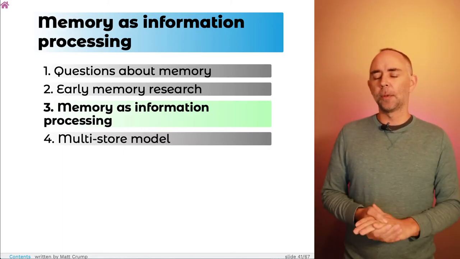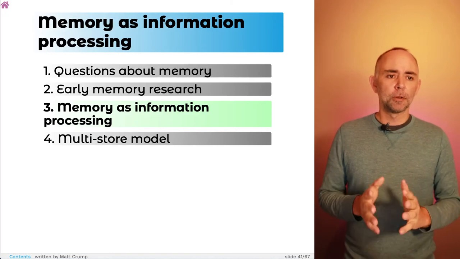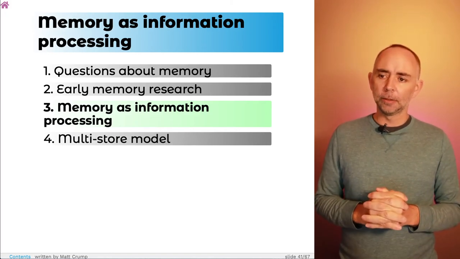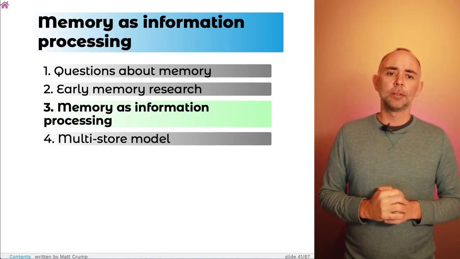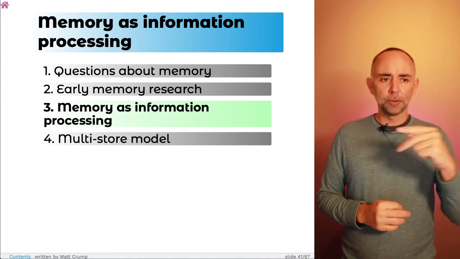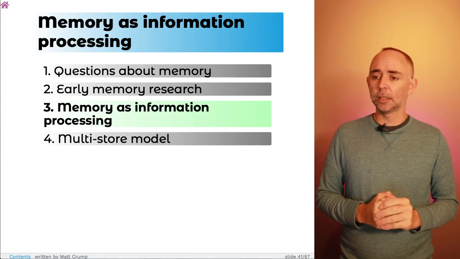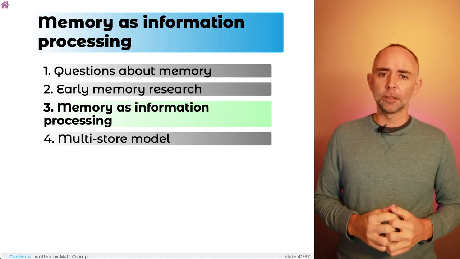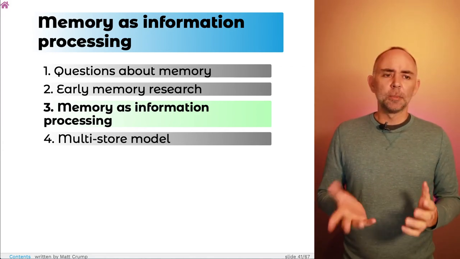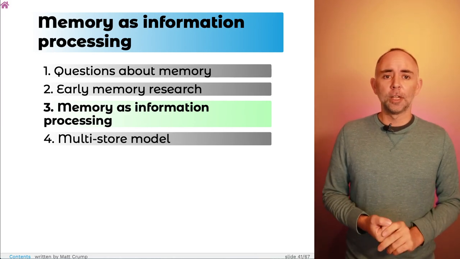And come back for part two. We'll talk about memory from an information processing perspective, and we'll look at the multi-store model of memory. This was formative in around the 1960s for thinking about memory processes. And we can think about it as another metaphor or way to think about memory.